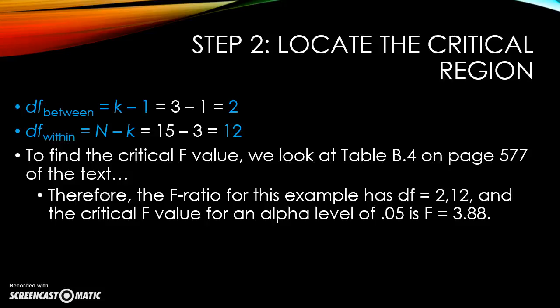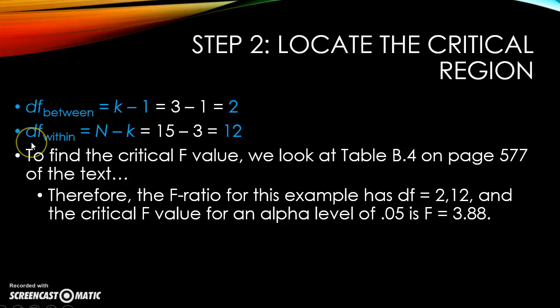Moving on to step 2, we're going to locate the critical region. As I mentioned, you'll be finding the degrees of freedom between treatments as well as the degrees of freedom within treatments. I've highlighted the equations in blue in the answers on all the slides just so they're more noticeable. So to figure degrees of freedom between treatments, we would take K, which is the number of treatments, minus 1. So we have 3 treatments, take away 1 and get 2 for the degrees of freedom between.